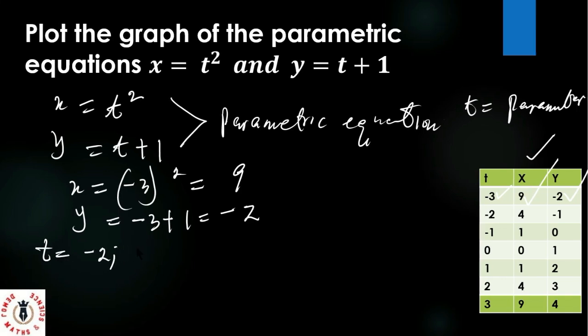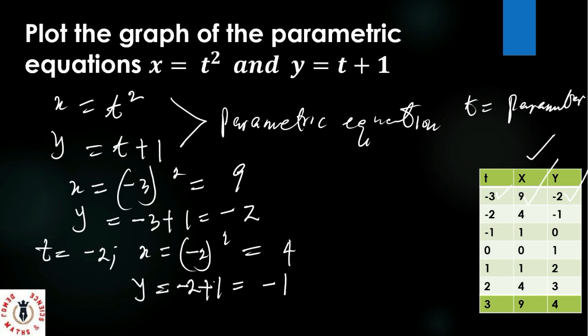Now let's look at t again when t is equal to minus 2. When t is equal to minus 2, my x is equal to t squared, which will be equal to minus 2 squared. That will be equal to 4. At the same time, my y will be equal to minus 2 plus 1, which is equal to minus 1. So that when x is 4, my y is minus 1.